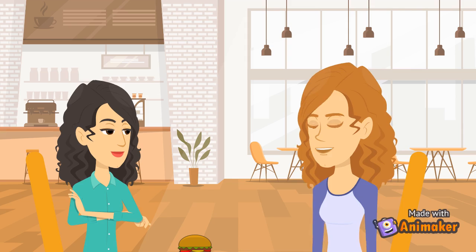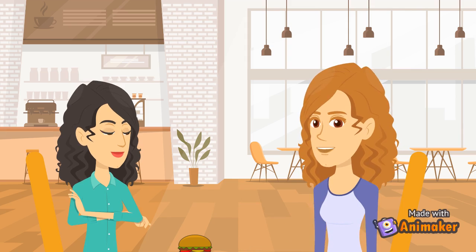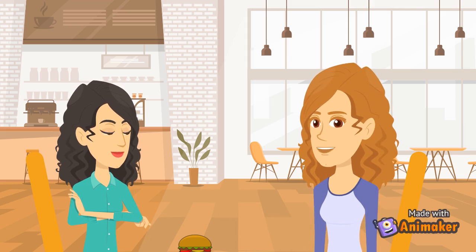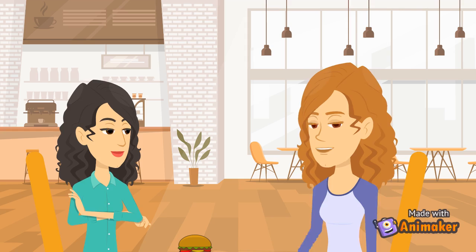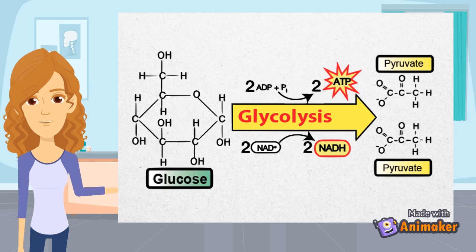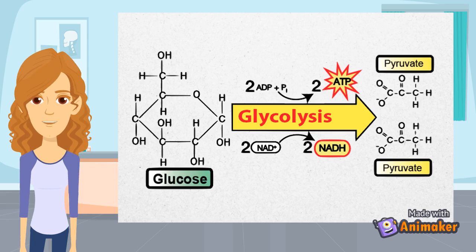Well, this yummy burger that you're having gets broken down into carbohydrates and protein that are used to fuel your body. Your body then breaks down those carbohydrates into glucose, which is a form of sugar, and those glucose molecules then enter glycolysis. What is glycolysis? During glycolysis, one glucose molecule breaks into two molecules of pyruvate.